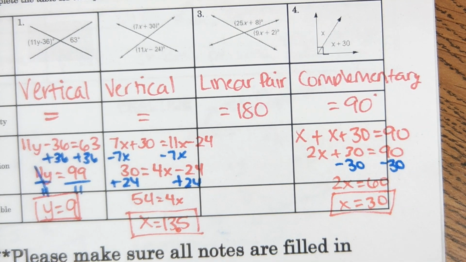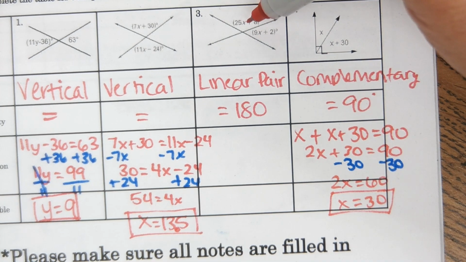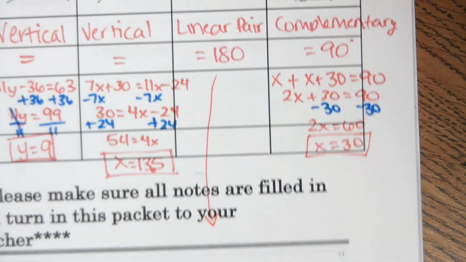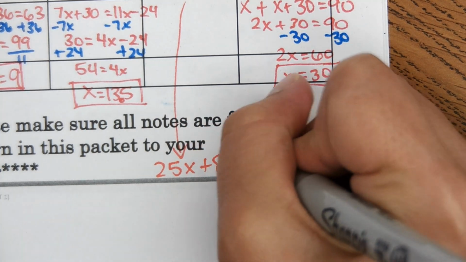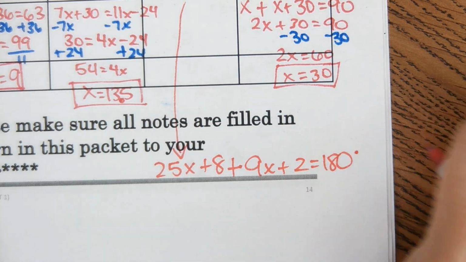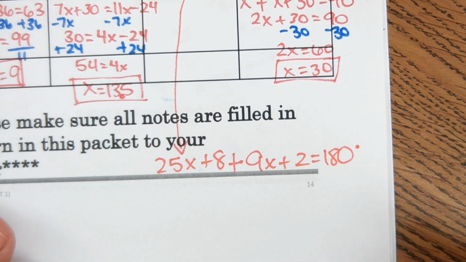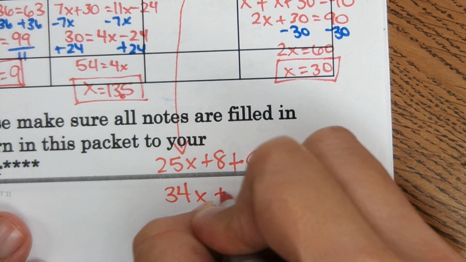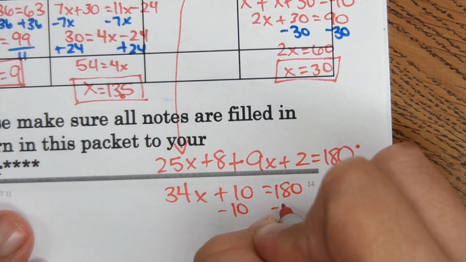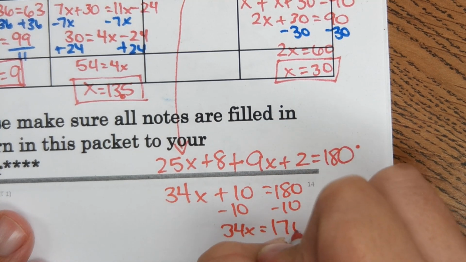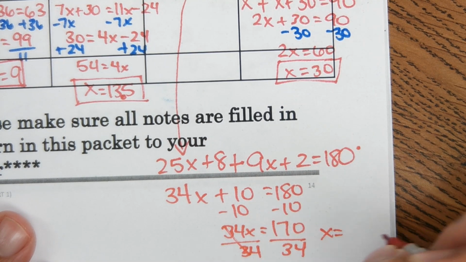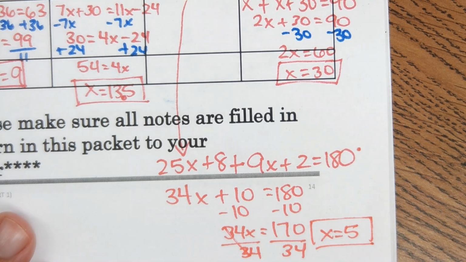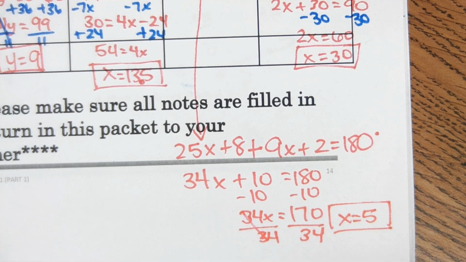Okay, and then number 3, it'll be this plus this equals 180. So I'm going to just draw an arrow and put it down here. 25x plus 8 plus 9x plus 2 equals 180. X equals 5. And that is all.